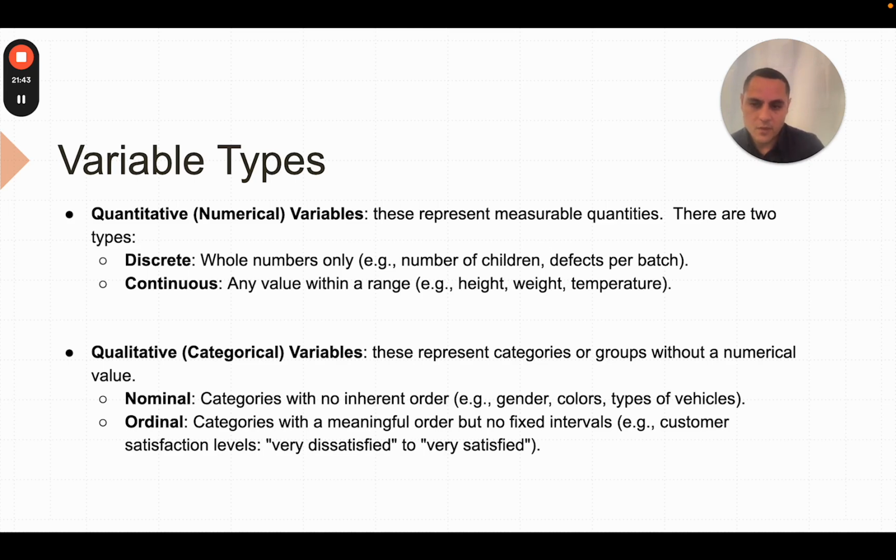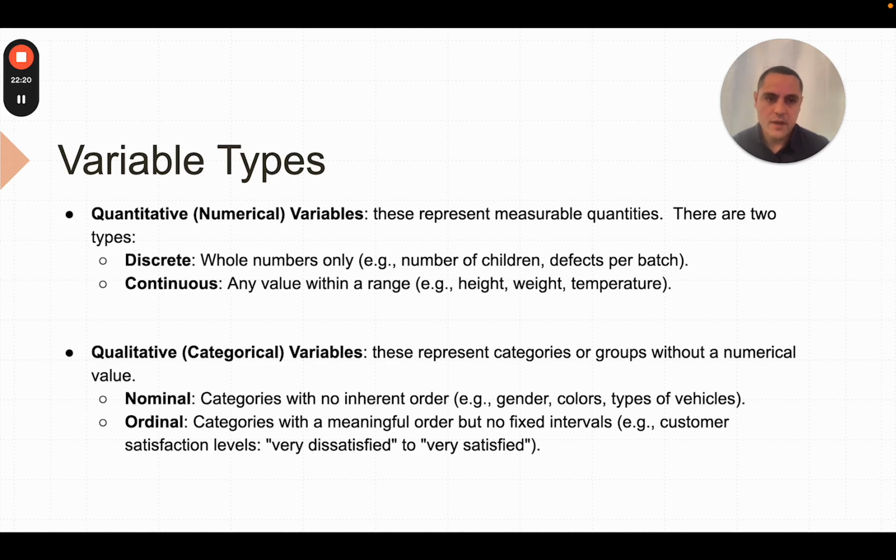And with the qualitative, though, these would represent categories or groups without a numerical value, right? So there's two types of qualitative or categorical variables. Nominal, order doesn't matter. So things like gender, colors, types of vehicles, those are categorical. They provide a description of what that observation corresponds to.